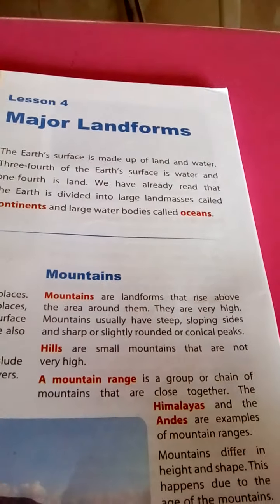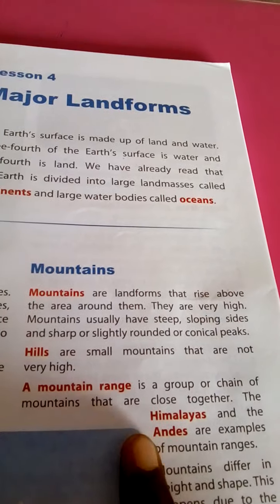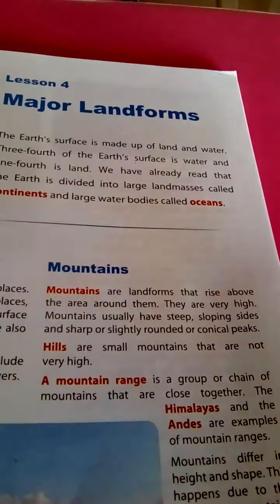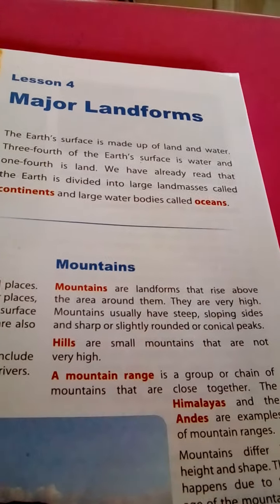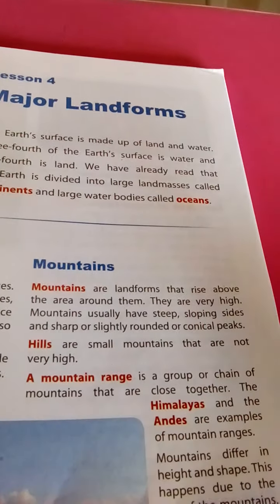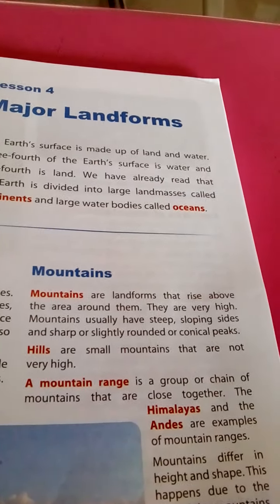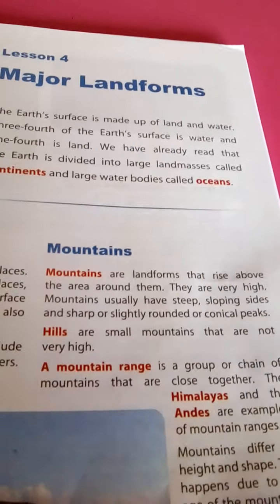Now hills. Hills are very small mountains that are not very high. Now understand the difference between mountains and hills. Mountains are very high. The hills are very small, not equal to mountains.